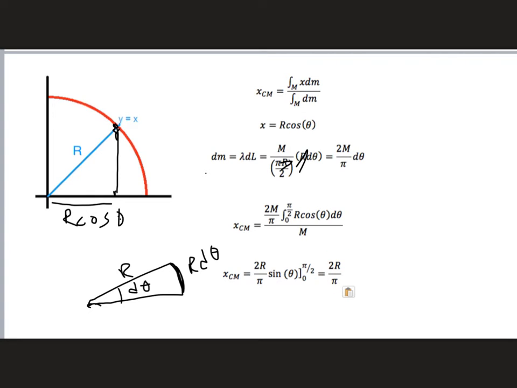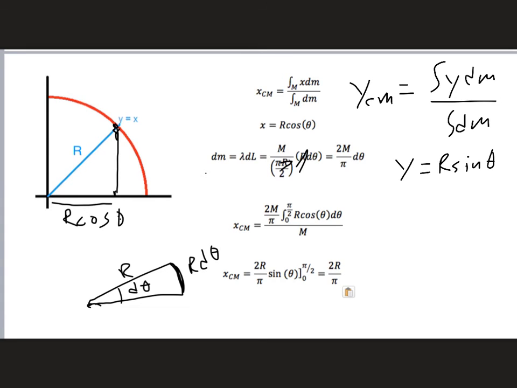And in our problem, we're told that the radius of the circle is 1 meter, and so that's just going to be a location of 2 over pi meters, and that is where the x-coordinate of the center of mass is. And so remember, that's 2 divided by 3.14, so it's going to be less than 1, somewhere over here. And now we immediately know what the y center of mass is. And of course, if we wanted to, we could calculate that directly. We could say that the y center of mass is equal to the integral of y dm over dm, where y is equal to r sine theta.